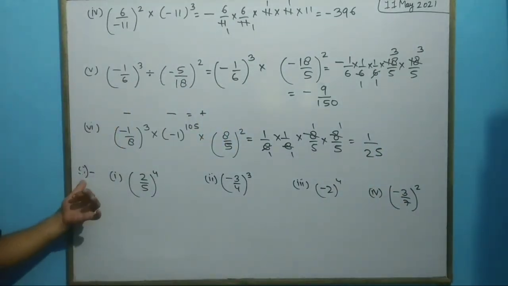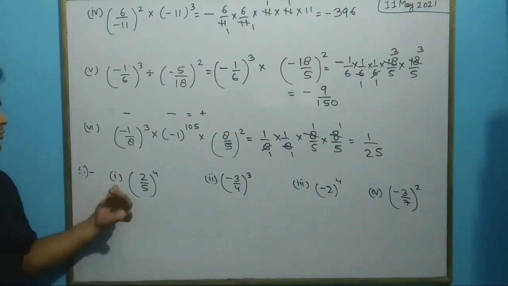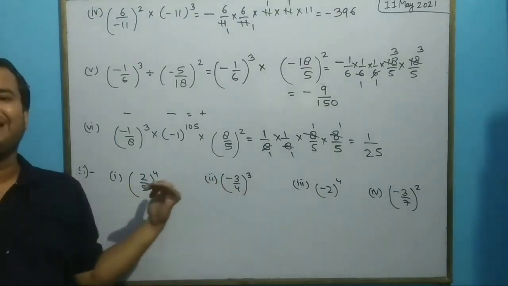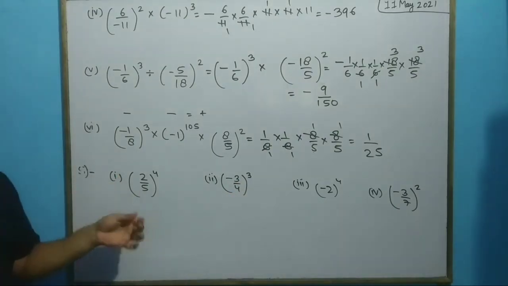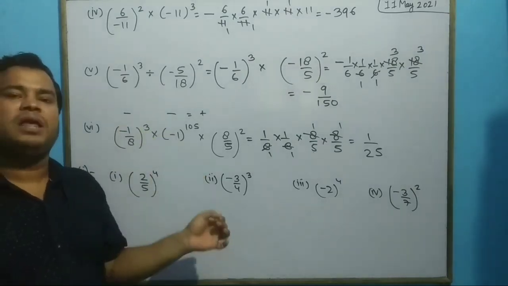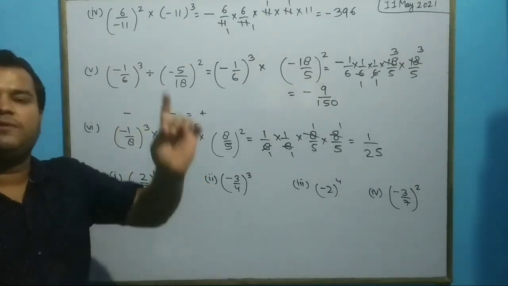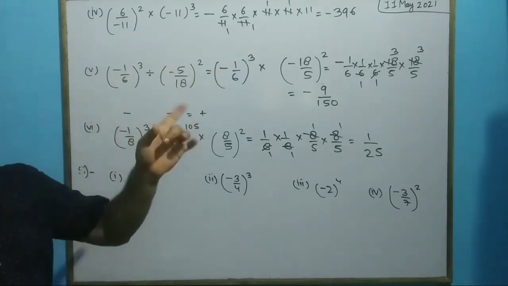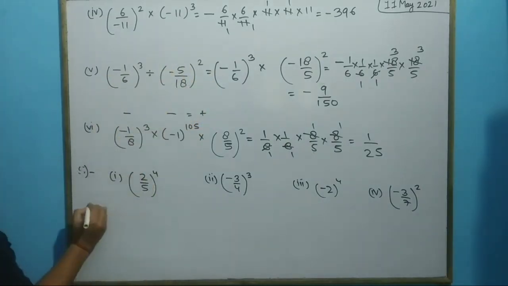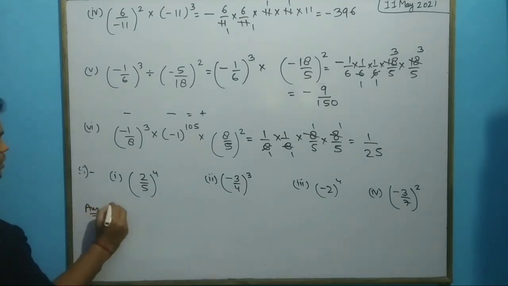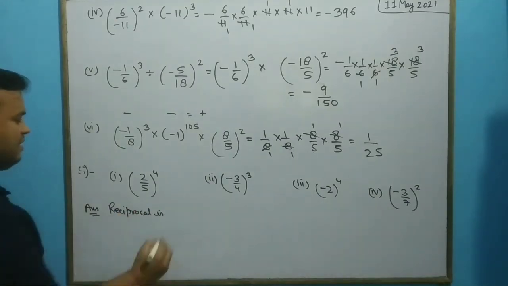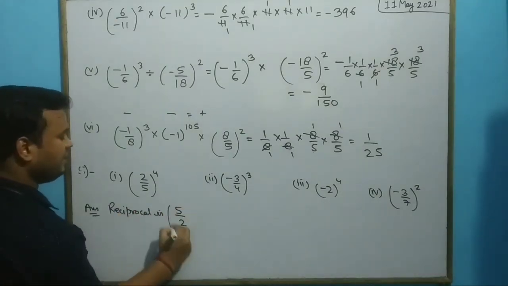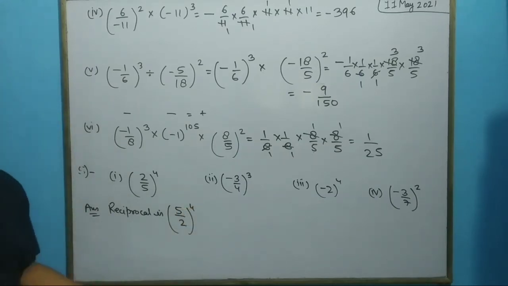In the fifth one we have to tell the reciprocal of the given numbers. They are only in powers. Reciprocal of a number means the number when multiplied with its reciprocal gives the identity, that is 1. 1 is the identity of multiplication. So we will write the reciprocal. Just reverse it, so the numerator becomes the denominator and the denominator becomes the numerator.